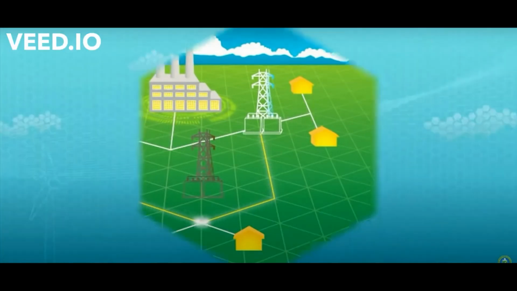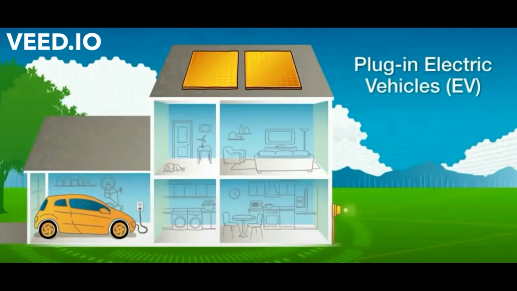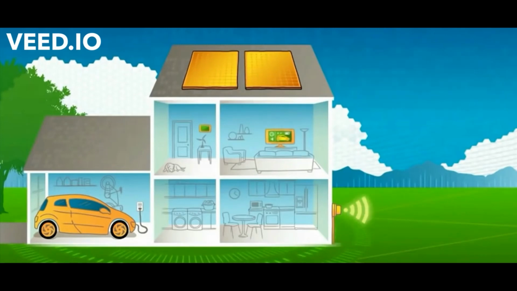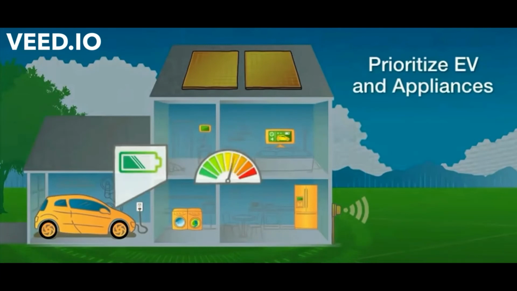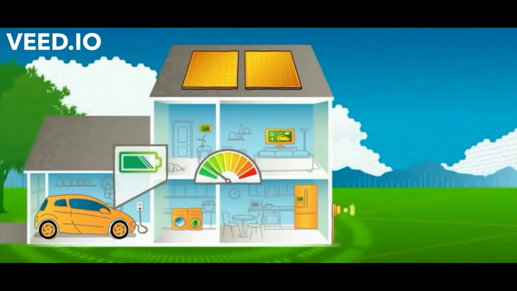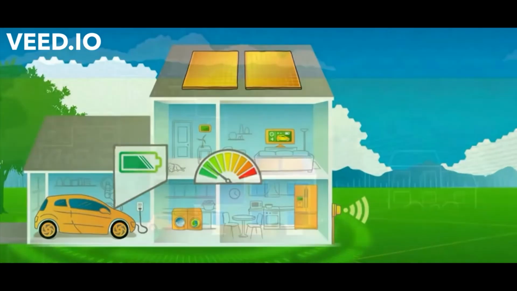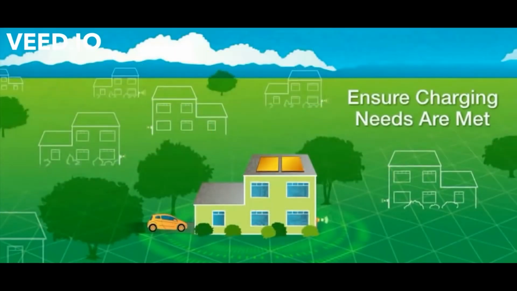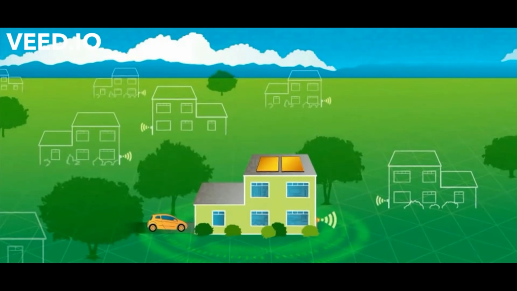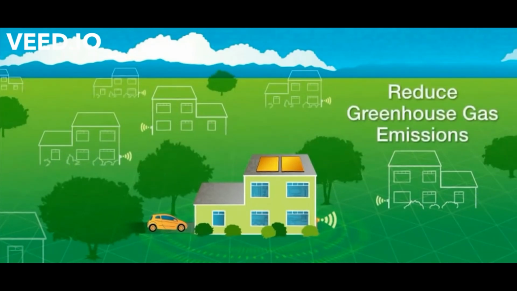The charging of a plug-in electric vehicle can be managed over a home area network, or HAN. The HAN can balance the demand for electricity across the household and prioritize between the electric vehicle and other appliances to manage electricity usage and reduce costs. With smart grid technologies and consumer participation, utilities can more easily handle the increased demand for power to run the electric vehicles and ensure charging needs are met. By adding more plug-in electric vehicles to the grid, we have the potential to reduce fuel costs, lower our dependency on foreign oil, and help reduce greenhouse gas emissions.